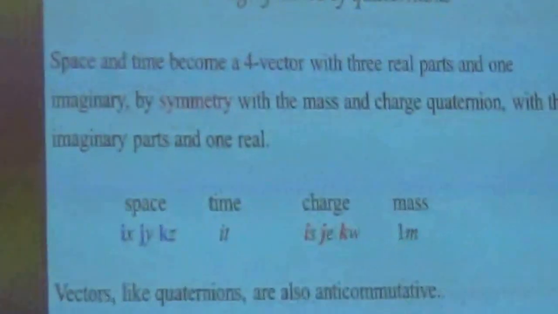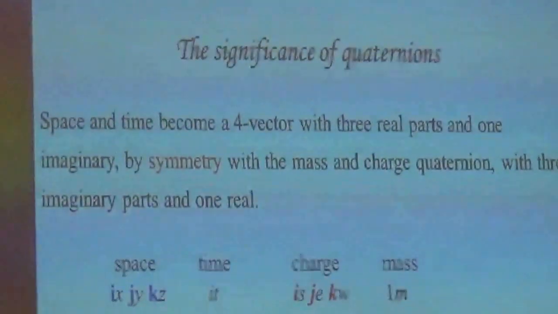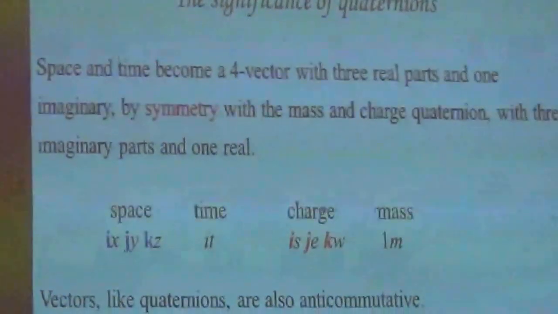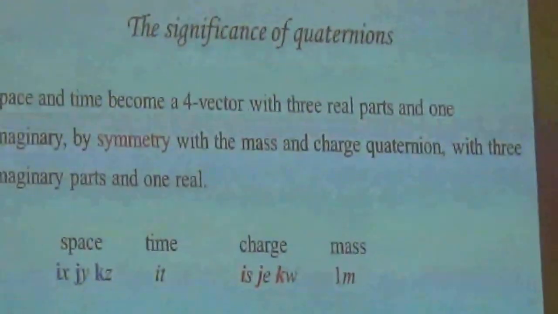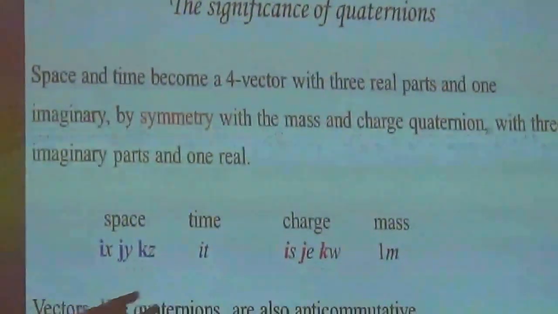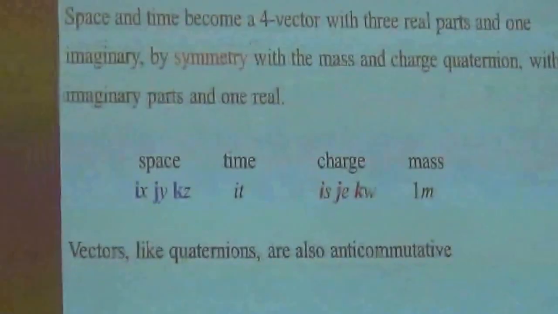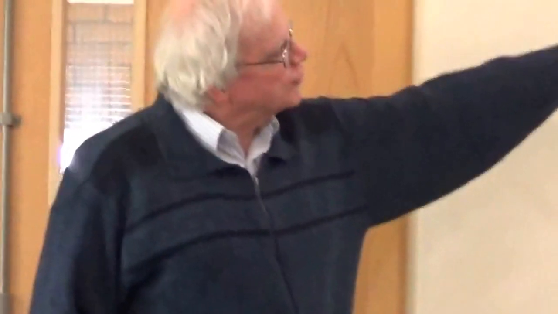So space and time are a kind of four vector with three real parts and one imaginary, and that happens because it's symmetric to the mass and charge quaternion. Now, Anton had something about imaginary charge. This is three imaginary charges, a quaternion charge. So it's related to that idea, but it's a quaternion charge. And this is a very old idea in this work, and it will show how this ceases to be perfectly symmetric. It's an emergent property.